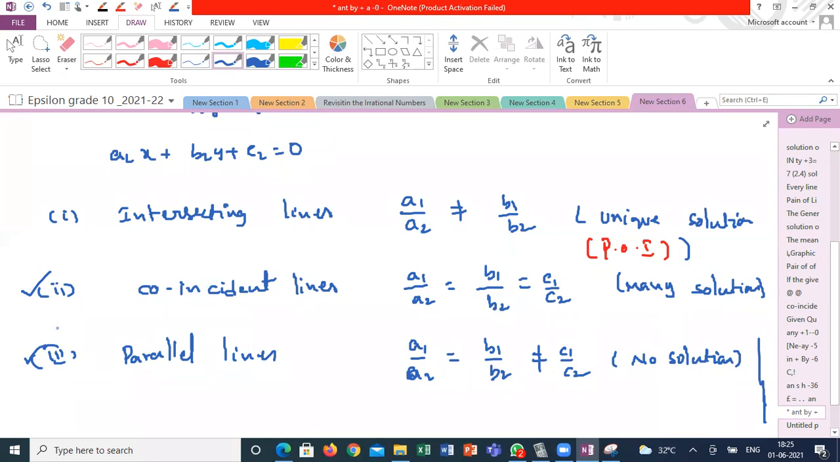What is the condition for two lines to be parallel to each other? What is the condition two lines are coincident on each other or two equations represent the same line? What is the condition? Is it clear, guys, what I'm saying? I think these three conditions you can make a note of; that is enough to solve any kind of questions, correct?